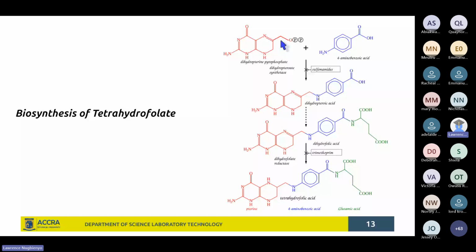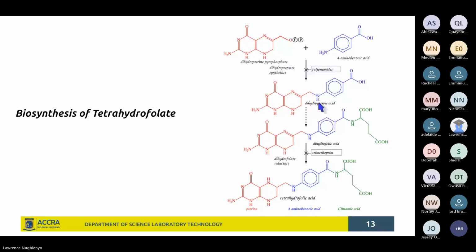And so you have that molecule activated by those 2 phosphate groups. Just look at it as a conjugation, or a joining between these 2 molecules, the blue molecule and the red molecule. And that is exactly what you see below. The product that you see there, the dihydropteroic acid, is just a joining of the red molecule and the blue molecule, the para-aminobenzoic acid and the dihydropterin pyrophosphate, to give you dihydropteroic acid.